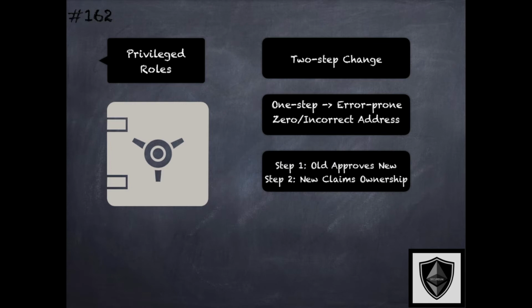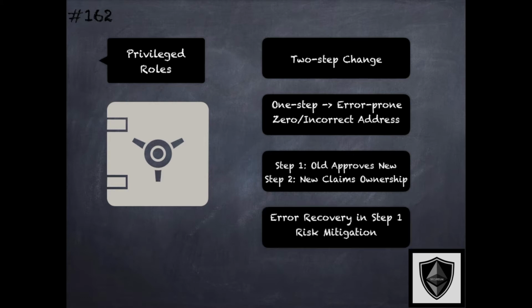Instead, one should follow a two-step approach that we have discussed earlier. The current privileged role proposes a new address for the change, and in the second step, the newly proposed address then claims the privileged role in a separate transaction. This two-step change mitigates risk by allowing accidental proposals to be corrected instead of leaving the system unoperational with no or malicious privileged role.